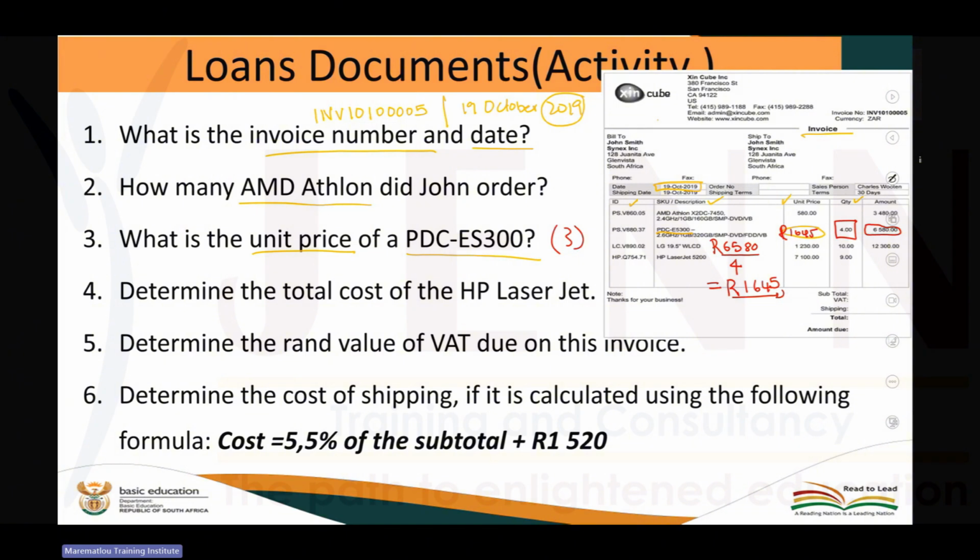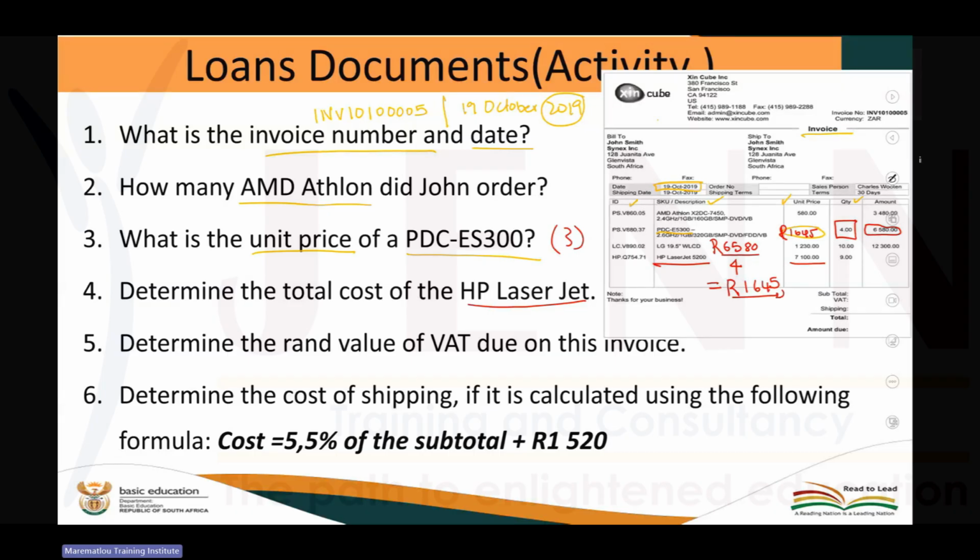Determine the total cost of the HP LaserJet. It's a printer, this. So this person also bought a printer by the name of HP LaserJet 5200. 5200 is a code. How much did it cost? 7,100.